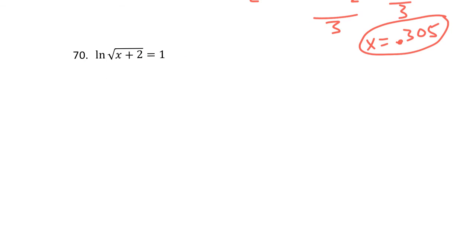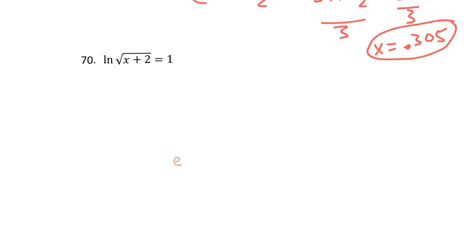And number 70 has a base of e, so I think I can turn this right into an exponential. A base of e raised to the first is supposed to equal the square root of x plus 2. I think maybe squaring both sides would get rid of a square root. Squaring both sides, e to the first raised to the second would actually be e to the second. And squaring a square root gets rid of it. So now I can subtract 2 and find out what e to the second is, and subtract 2 from it. I get 5.39.